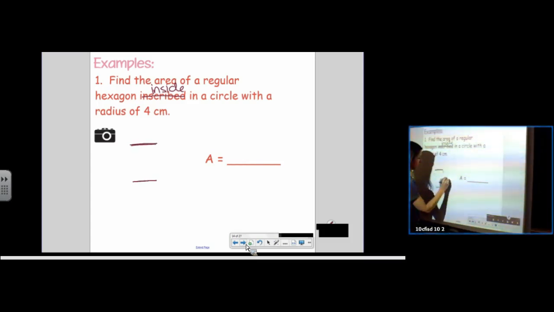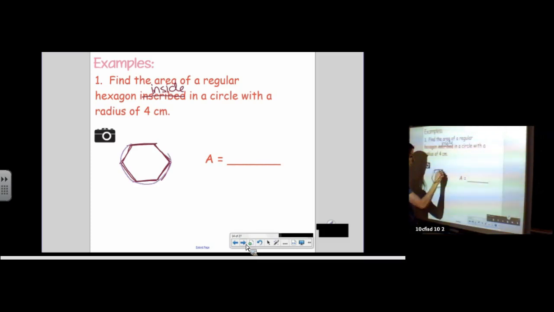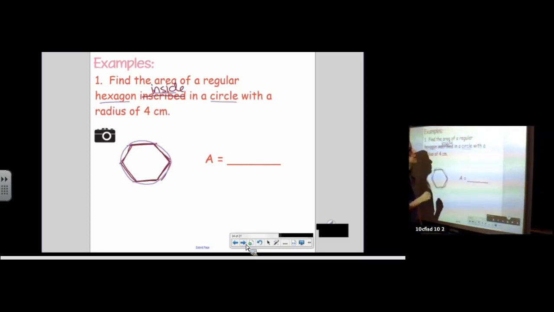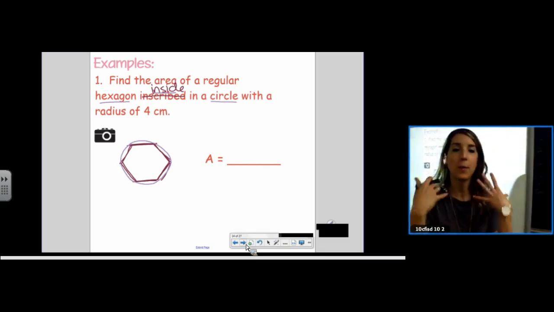Don't judge. This isn't going to be equilateral. It's not going to be regular. Best I can do. All right. So we've got a hexagon, and it needs to be inside a circle. So the circle needs to hit every vertex. Cool. Hexagon, inside circle.